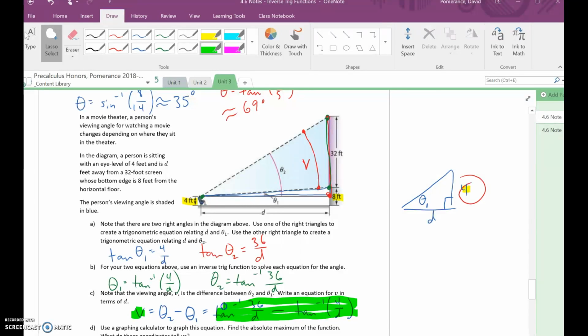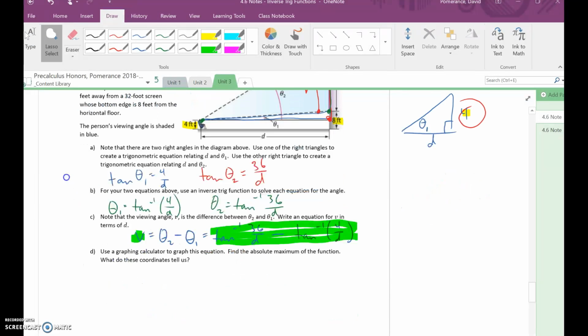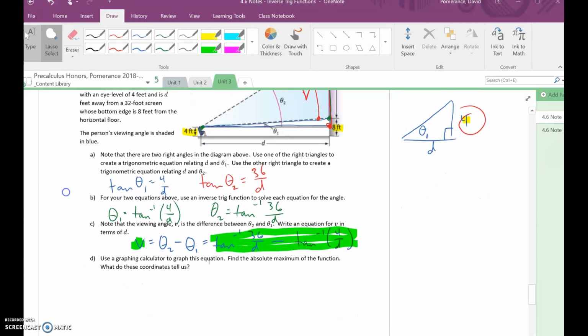this expression right here. We like it because the only variable on that side is D, which is what we're trying to, remember D is this value right here, right? And we're trying to make that as good as possible. So we're going to try to make this value as good as possible when V is as big as possible. So we're going to use a graphing calculator to take a look at this graph.